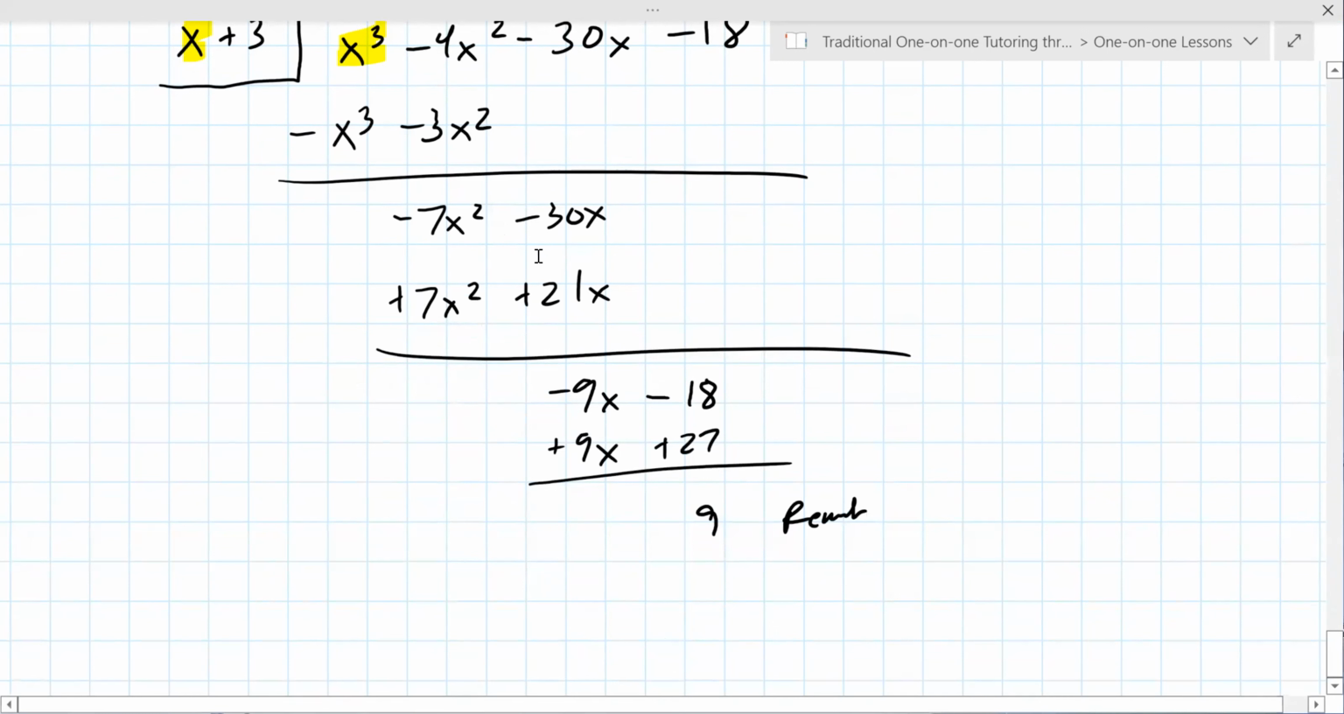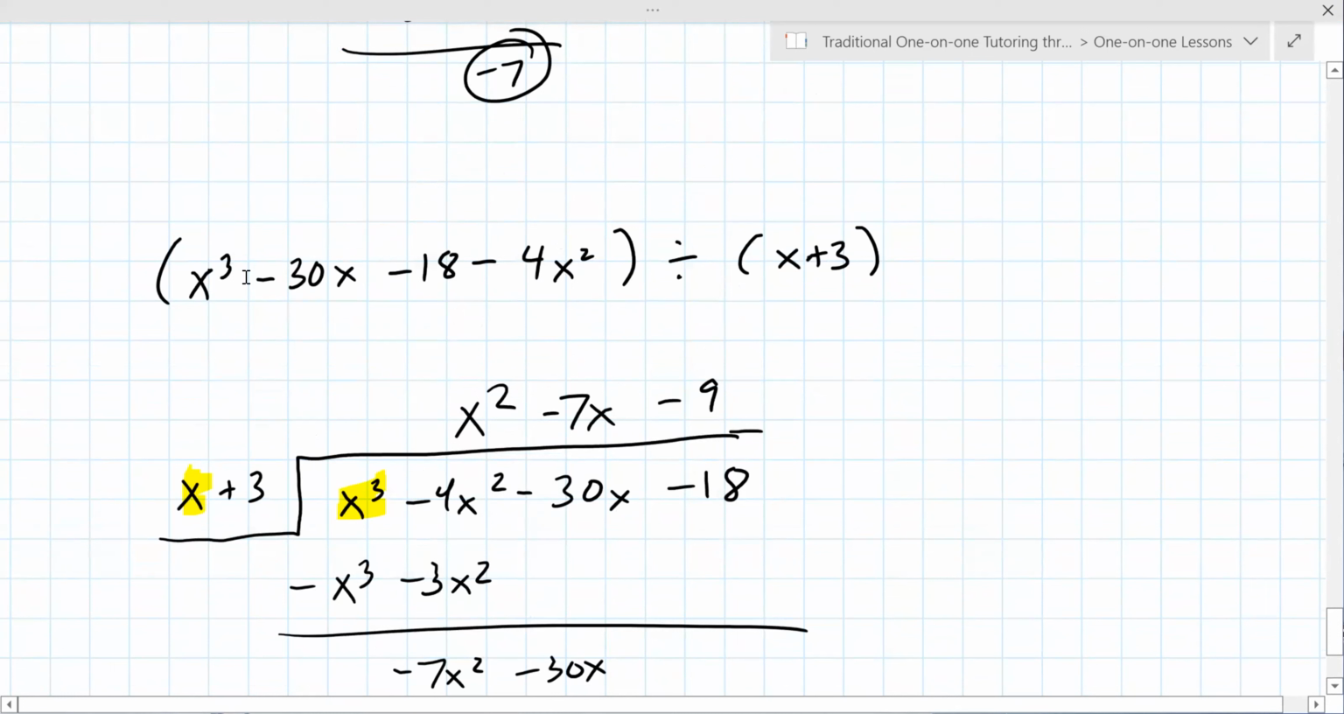The only other type of problem that you might see would be something where it's missing a term, like the 4x squared, and you have to put in a 0x squared in here. But it's the same process that you carry out. So those are the only two little wrinkles that you might see. Any questions?